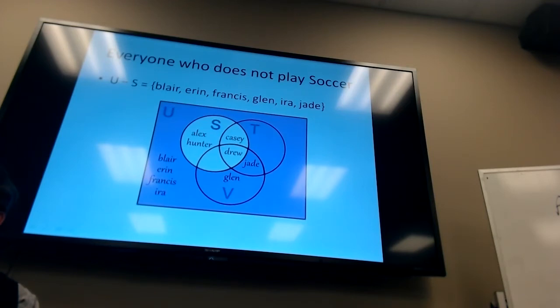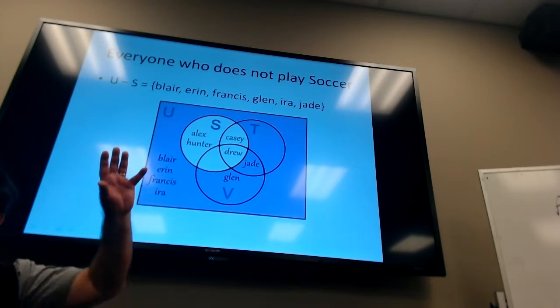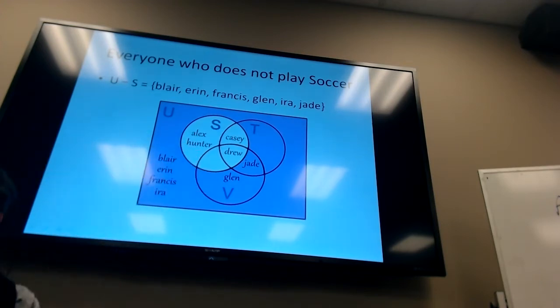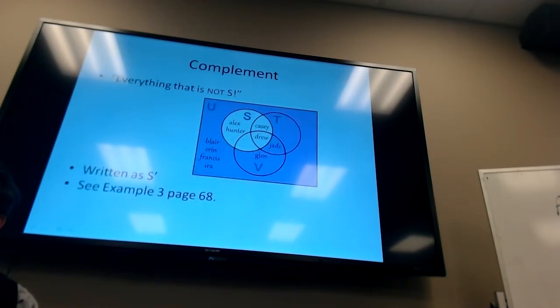Everyone who does not play soccer, so you look at the set S, and everybody else would be Jade, Glenn, Blair, Aaron, Francis, and Ira. The universal set minus the soccer set. Okay, the complement, everything that is not in S, which would be Blair, Aaron, Francis, Ira, and those two guys, Jade and Glenn. And you write that as S prime.